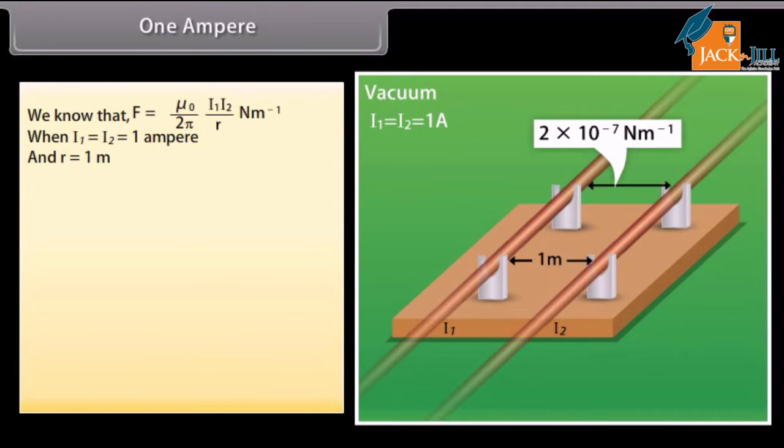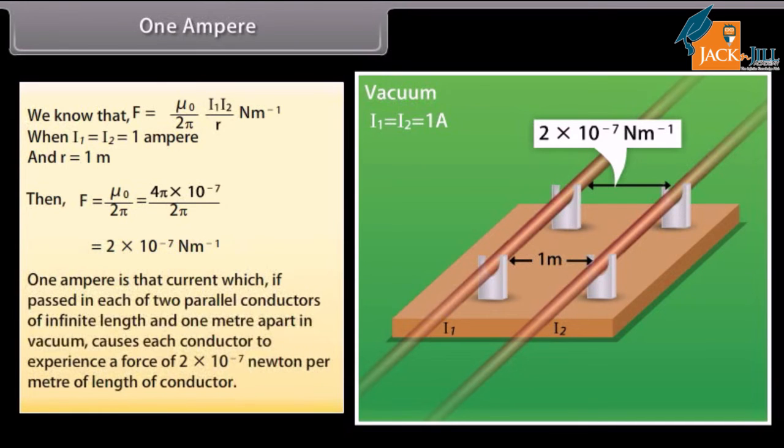One ampere. We know that F is equal to mu naught upon 2 pi multiplied by I1 I2 upon r, when I1 is equal to I2 is equal to 1 ampere and r is equal to 1 meter. Then the value of F is equal to 2 into 10 raised to the power minus 7 newton per meter. Therefore, 1 ampere is that current which, if passed in each of two parallel conductors of infinite length and 1 meter apart in vacuum, causes each conductor to experience a force of 2 into 10 raised to the power minus 7 newton per meter of length of conductor.